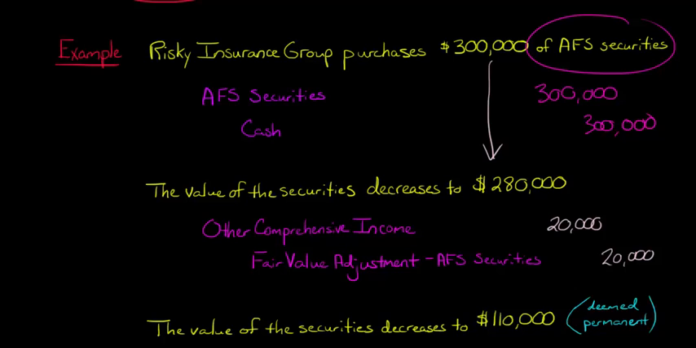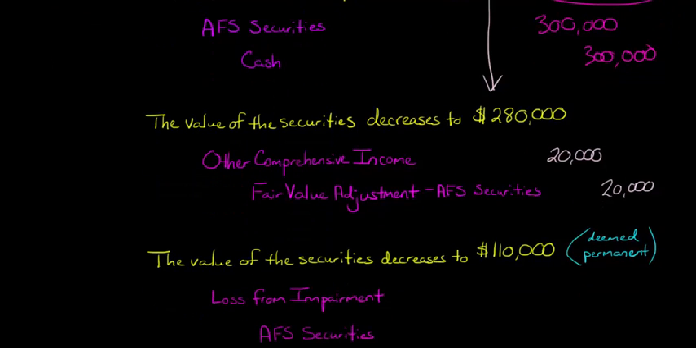And so we say, you know what, we think this might be a permanent decline. It's not just some temporary fluctuation. We have to record impairment. So what we're going to do is say we're going to have a loss from the impairment, and we're going to book that loss at $190,000. I'm going to show you how I get this $190,000 right here.